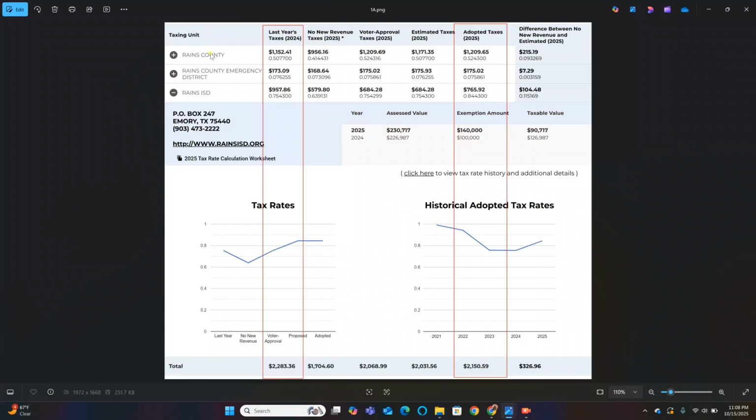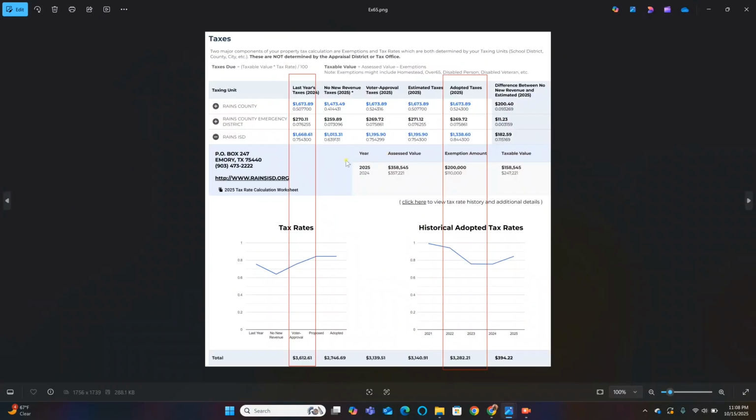Along with this being a decrease overall, the other thing it lets you see is the billings by jurisdiction. So Rains ISD for this account was $957 last year. It's actually going to be $765, almost $200 less. But along with that, the Rains County did increase theirs by roughly $60. So the net effect of this is still a decrease, but there was some absorption by the other jurisdictions.